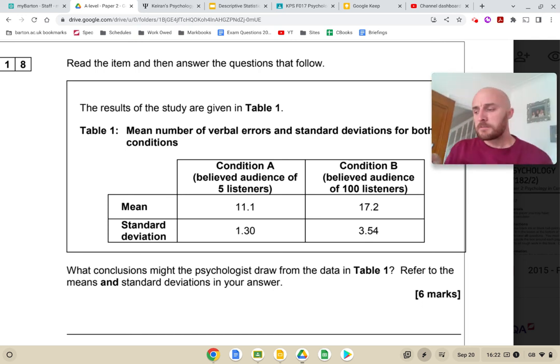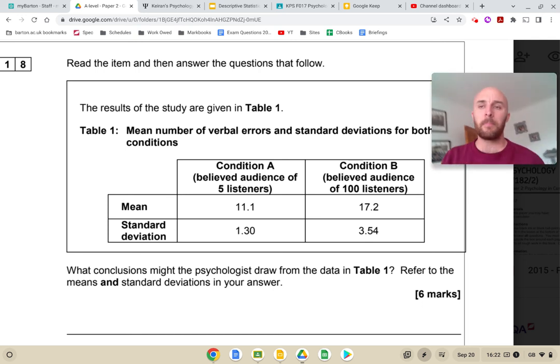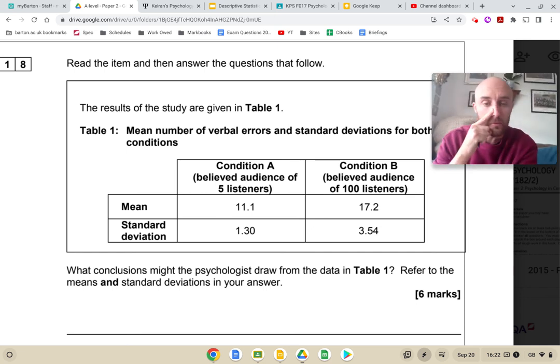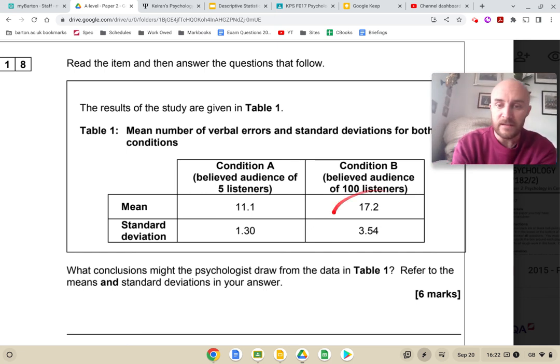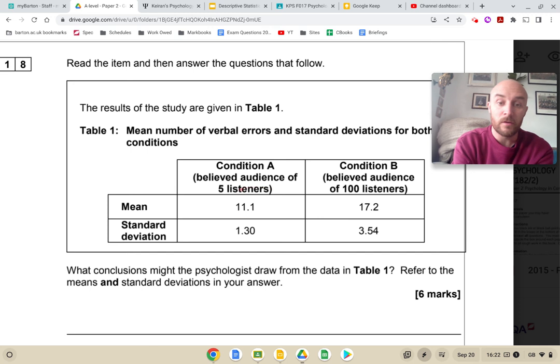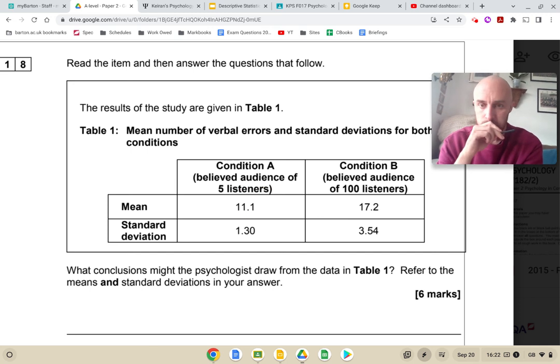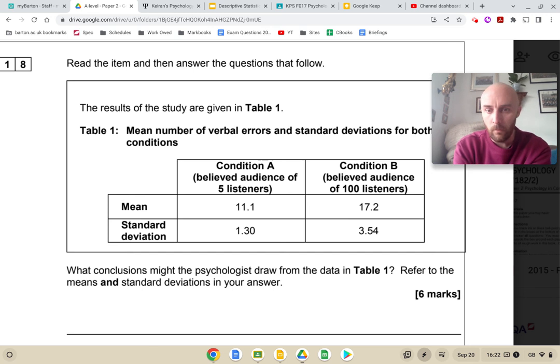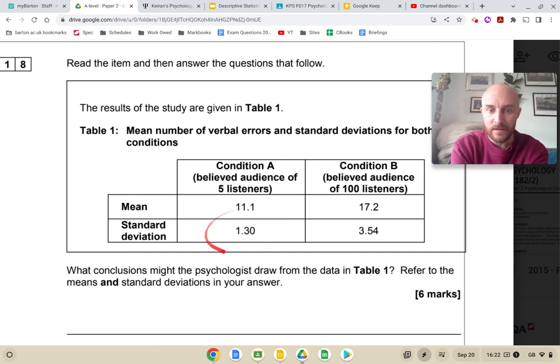The mean is much, much higher when people believe they are talking to 100 people compared to 5 people. And you can see that just here. The mean is 17.2 compared to 11.2 mistakes when people make errors when they're talking to 5 people. What I really want you to pay attention to are these two numbers down here.